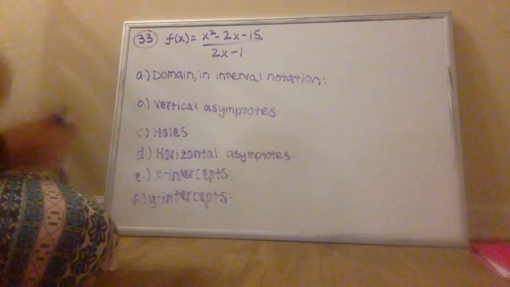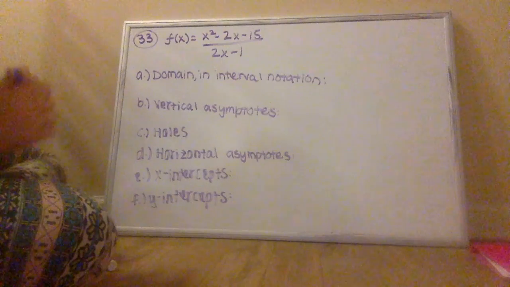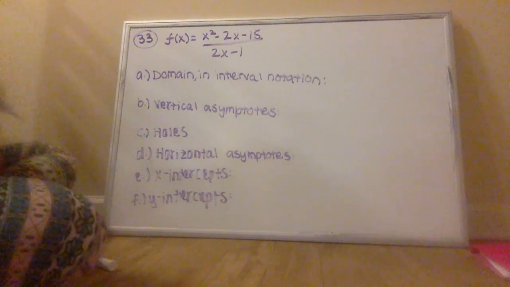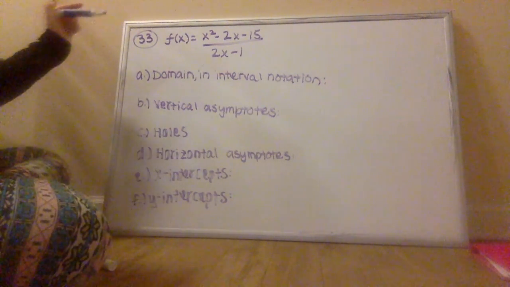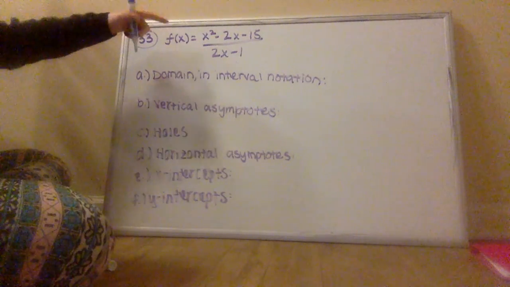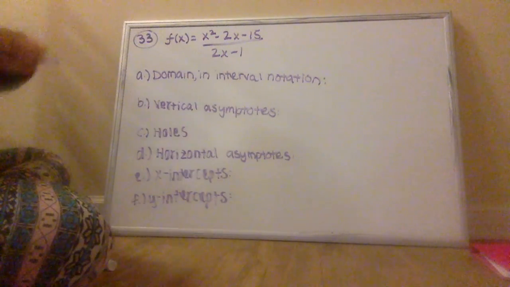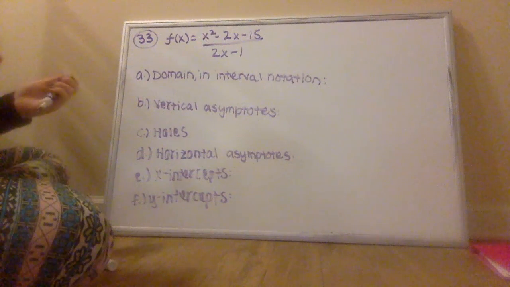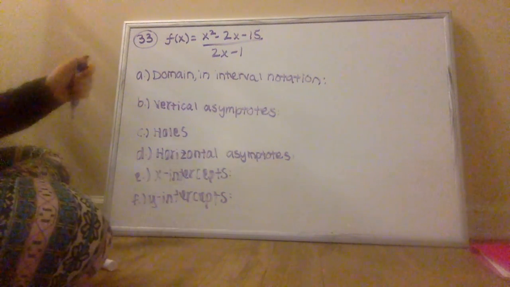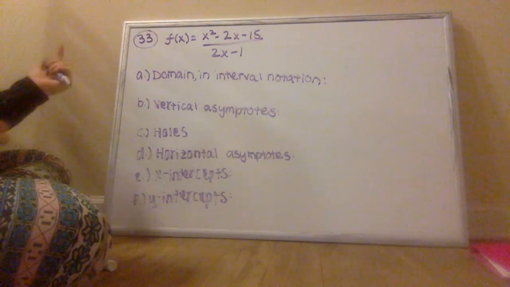Okay, so this is number 33 from the test 3 study guide. So this is just like the last problem. This is giving us a function f of x. It's actually just our last problem flipped. So we have f of x is equal to (x squared minus 2x minus 15) over (2x minus 1). And it wants us to find the following, and if none exists, just state none.